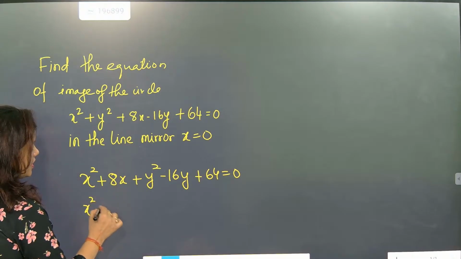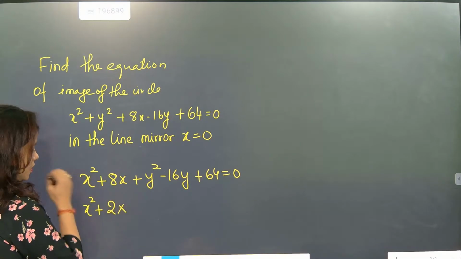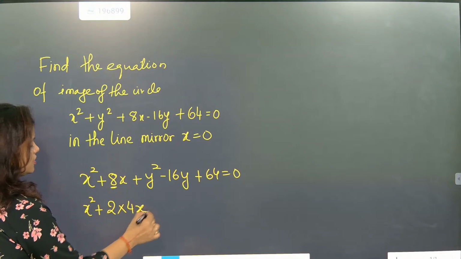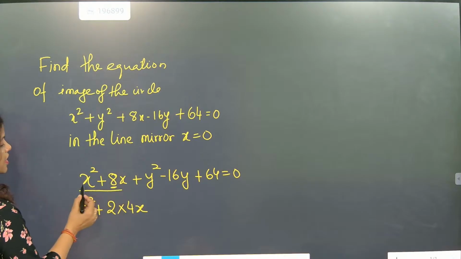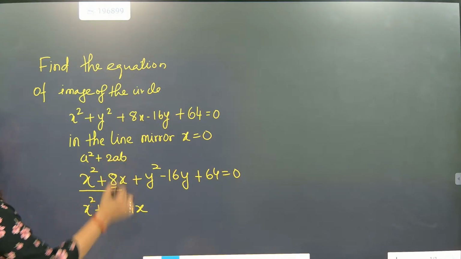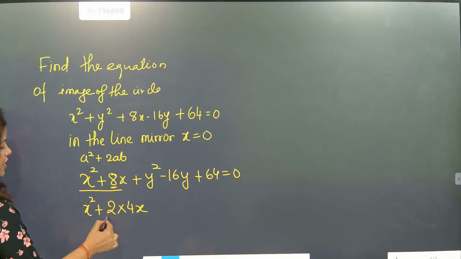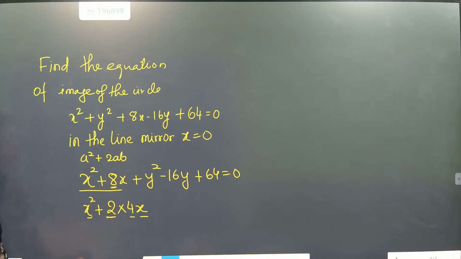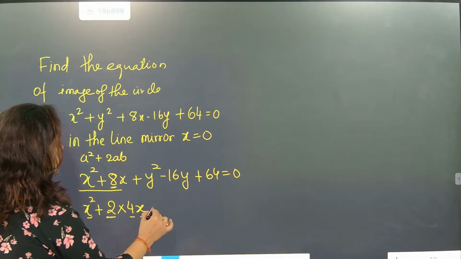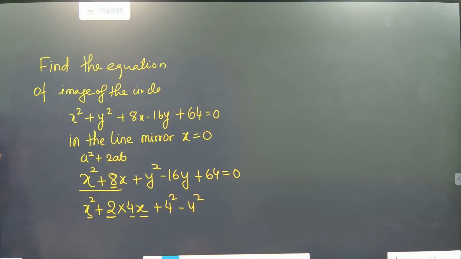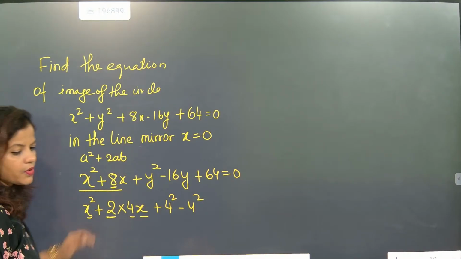So it will become x square plus 2 into 4x, since 8 splits as 2 into 4. This is a square plus 2ab, where a is x and b is 4. But here the square of 4 is missing. So what will we do? We will add 4 square and subtract 4 square. Then we get a complete square.